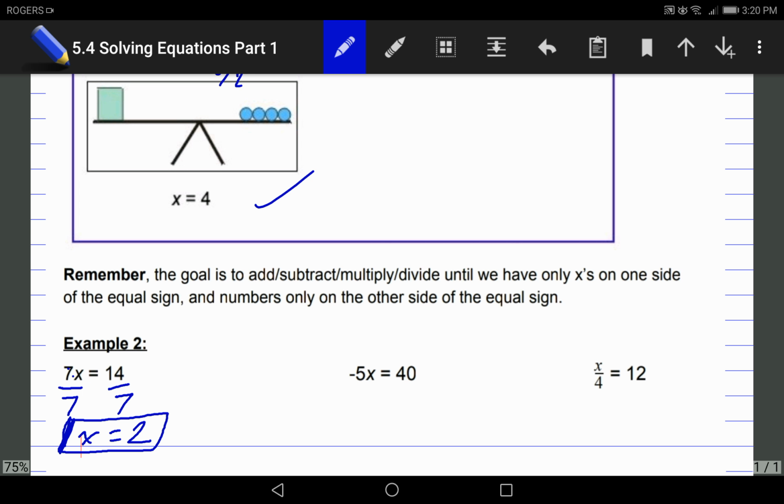Okay, next step. We have negative 5x equals 40. Negative 5x equals 40. So I've got to move this negative 5 because it's negative 5 times x.